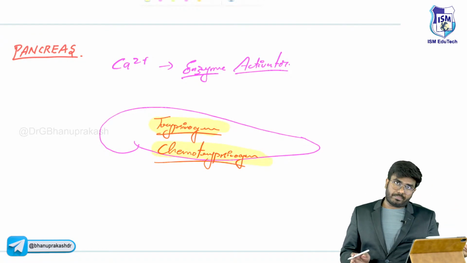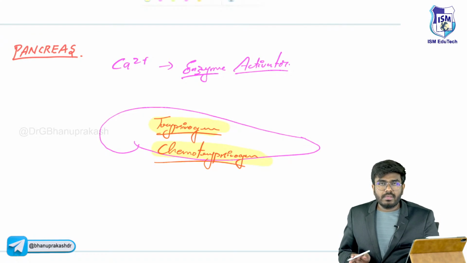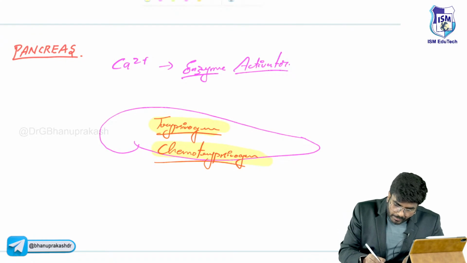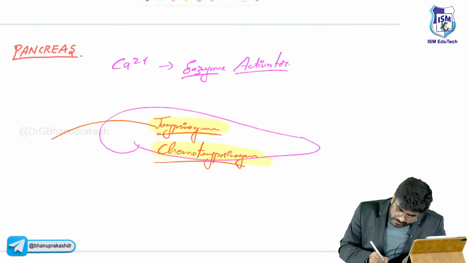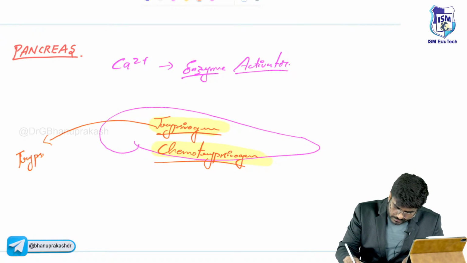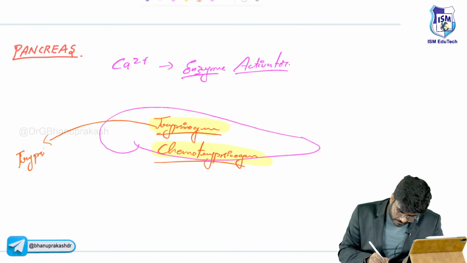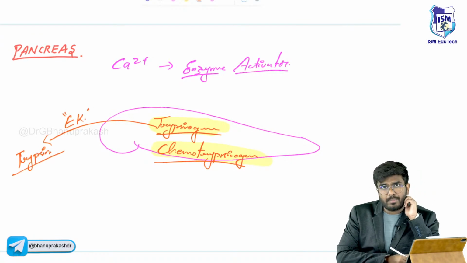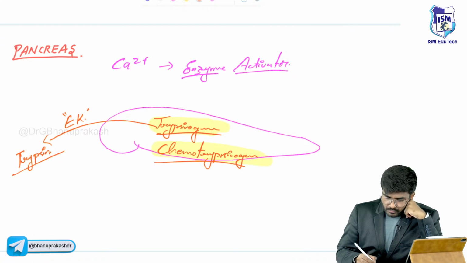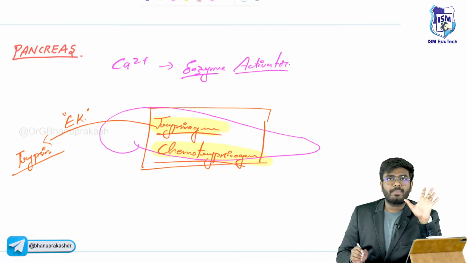Once they come into the duodenum, there the trypsinogen will be converted into trypsin with the help of an enzyme called enterokinase, or enteropeptidase. So the important point is, trypsinogen and chymotrypsinogen are produced in inactive form in the pancreas.